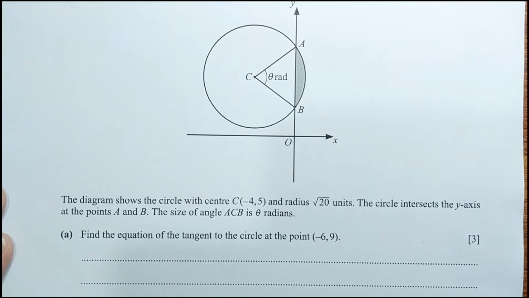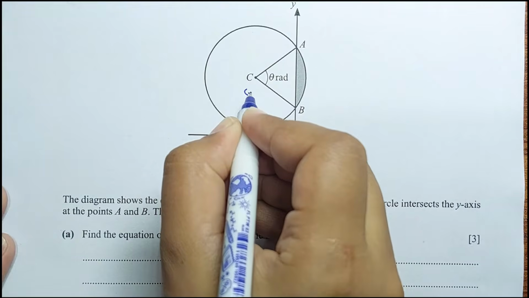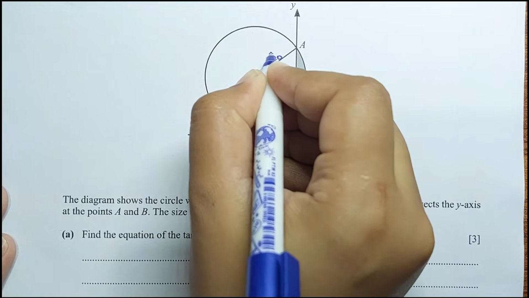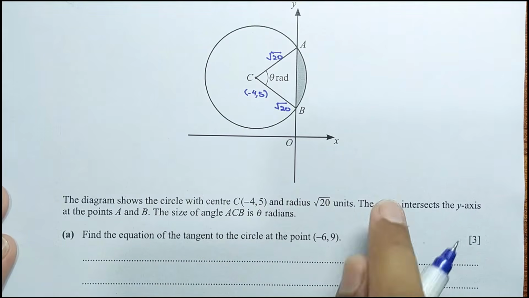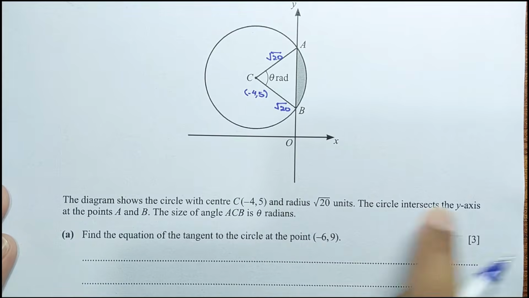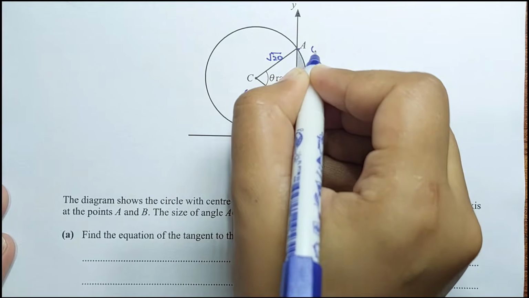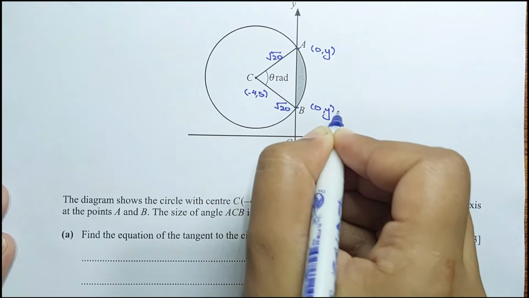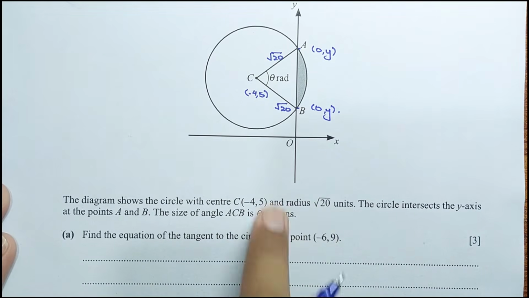Question number 10. The diagram shows a circle with the center C, which is negative 4 and 5, so this is minus 4 and 5. The radius is square root of 20 units, so from C to A and C to B is root 20. The circle intersects the y-axis at points A and B. If it intersects the y-axis, it means its x component is 0. The size of the angle ACB is theta radians.